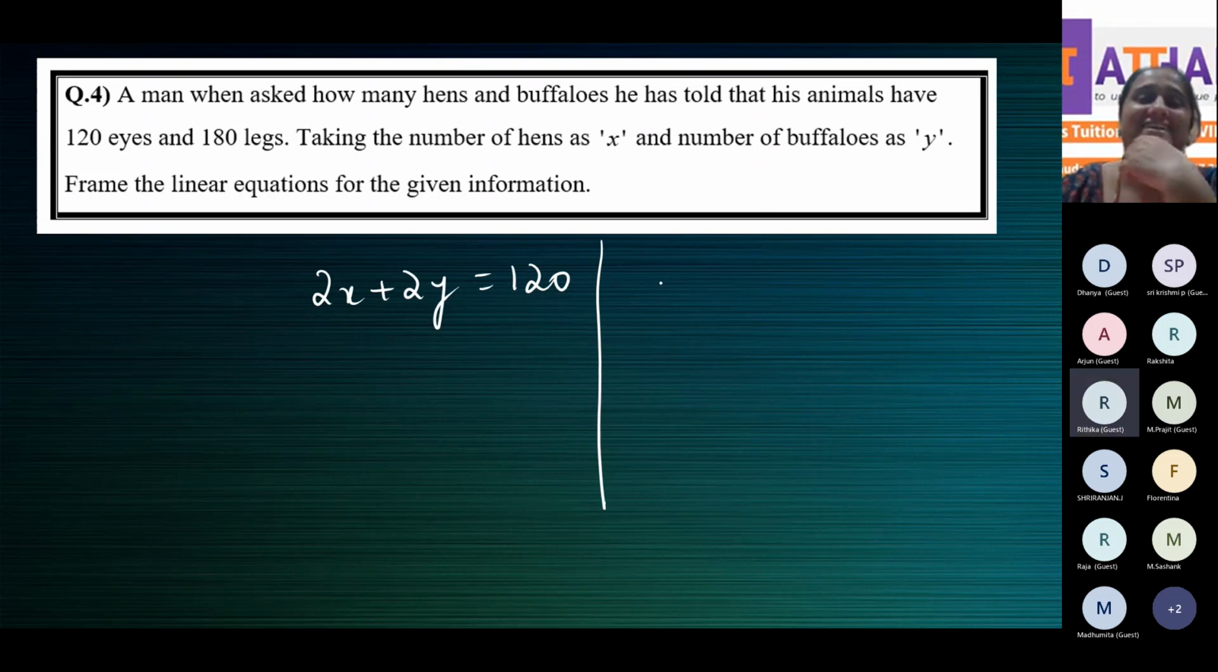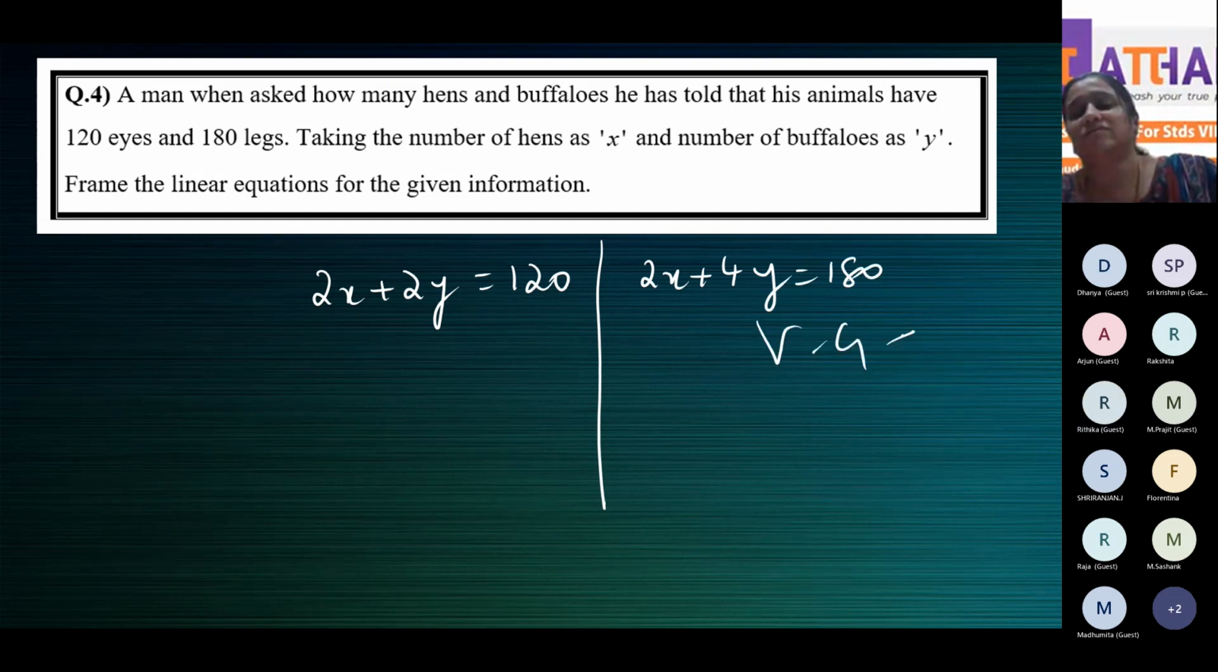Ma'am, for buffaloes it's 4 legs, no, ma'am? And for hens, it's 2. Hen, it's 2, but you said 4x. Okay, 4y plus 2x. So tell me x first. 2x plus 4y is equal to 180. Very good, Ritika.